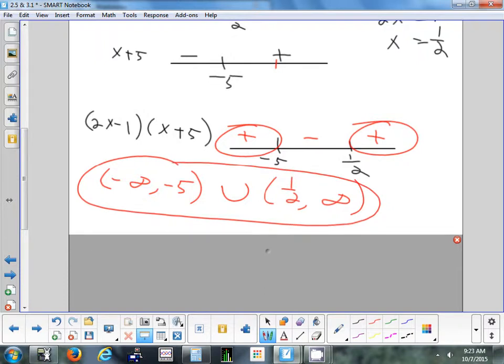Okay, as an inequality, it would look like this. x is less than negative 5, or x is greater than 1/2. Okay, I would make sure you're comfortable writing it both ways, as an inequality or as an interval. Questions on that?